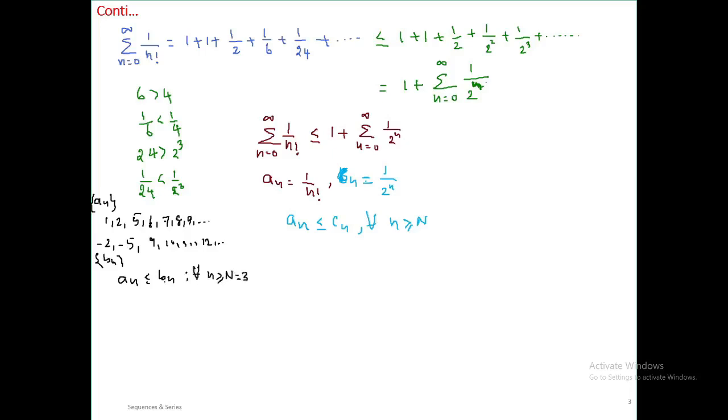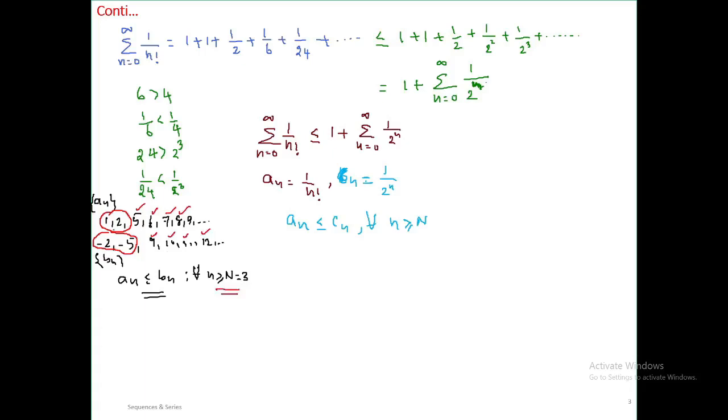After a certain stage this inequality is true. The first few terms are not satisfying it. First few terms means 1 and 2 here, and minus 2 and minus 5 there. These terms are not satisfying it, 1 is not less than minus 2 and 2 is not less than minus 5. But from here onwards, 5 is less than 9 correct, 6 less than 10 correct, 7 less than 11 correct, 8 less than 12 correct, like that. So this condition is satisfied from the third term onwards, and this is enough for me.